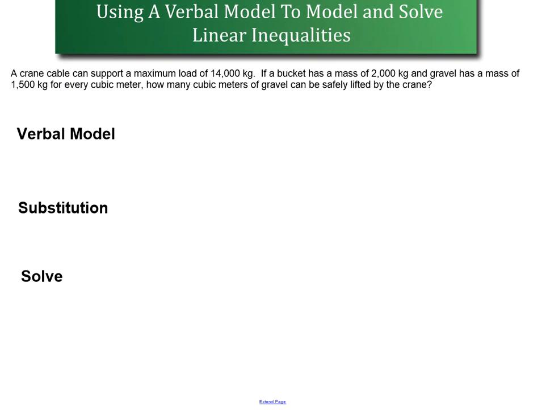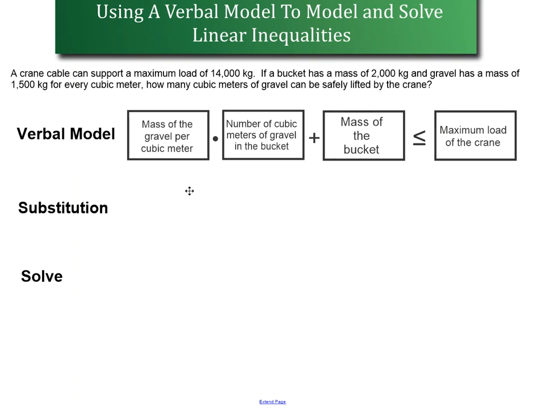So let's look at the model. Once again, you're going to have to examine the problem, come up with the operations, come up with the placement of the coefficients and the variables, and look at the context of the actual problem to set up the inequality. So here's my verbal model. The mass of the gravel per cubic meter multiplied by the number of cubic meters of gravel that are actually in the bucket of the crane, plus the mass of the actual bucket itself, is less than or equal to the max load of the crane.